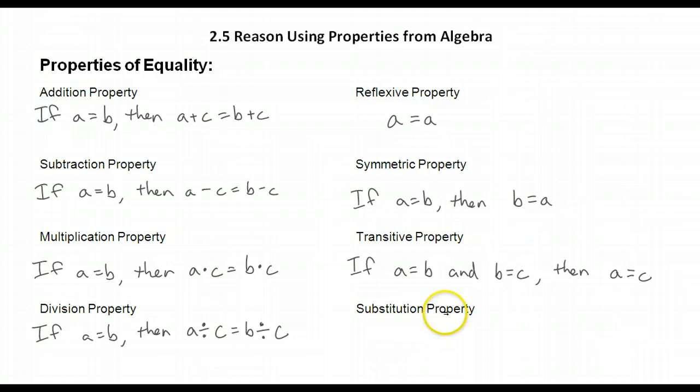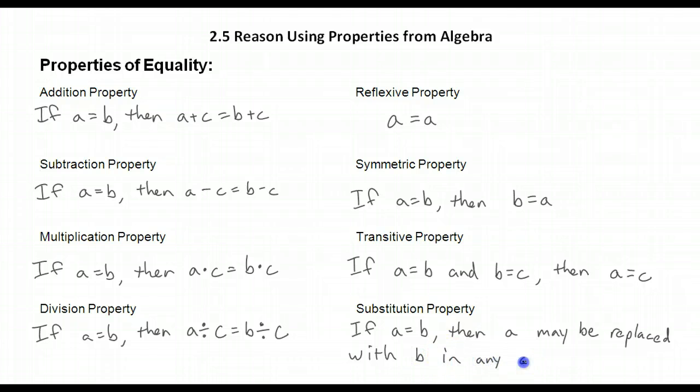And the substitution property. If we know that A equals B, then A may be replaced with B in any other equation. You've used the substitution property many times when you know the value of x and you plug it into another equation and solve.